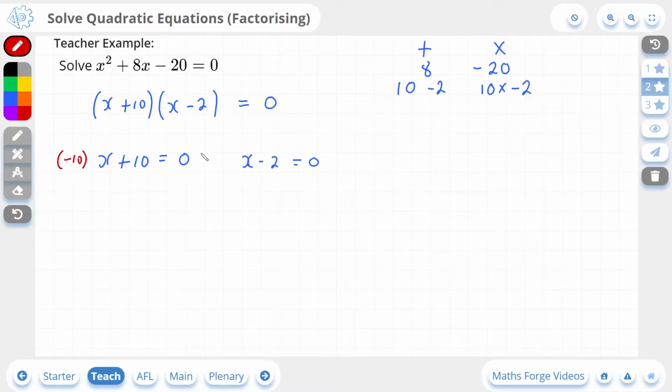Rearranging for x in both equations gives us the following. For the x plus 10, we're going to subtract 10 from both sides first. This is going to leave us with x is equal to negative 10. And for the x minus 2, we're going to add 2 to both sides to find x. And this is now going to give us x is equal to positive 2. And these are our two solutions. So if we check our answer, there it is.